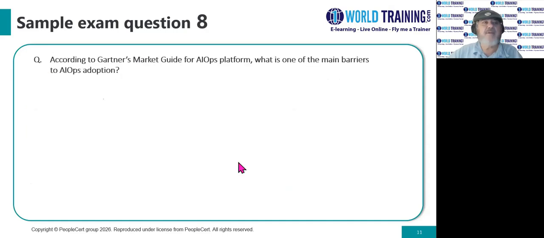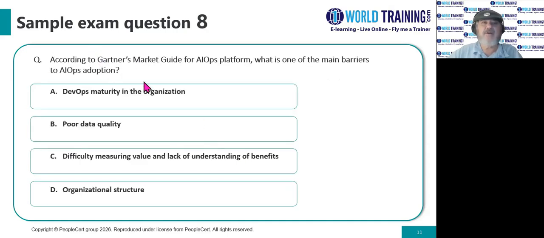Okay, question 8. According to Gartner's market guide for AIOps platforms, what is one of the main barriers to AIOps adoption? DevOps maturity. Not specifically. Poor data quality. That's not a bad answer. Certainly that can be a barrier. Difficulty measuring value and lack of understanding of benefits. Well, that would be a more important barrier. So C. Organization structure. Well, that could also be a barrier, but I think the best one here is C.